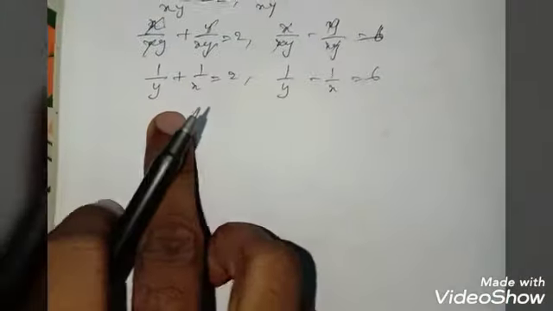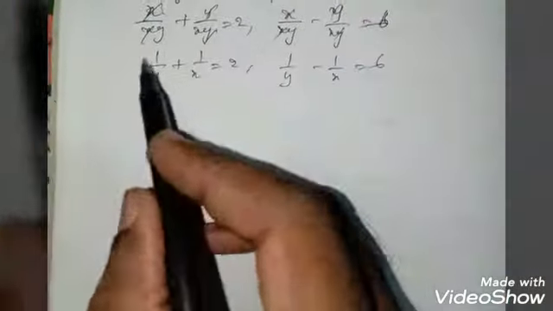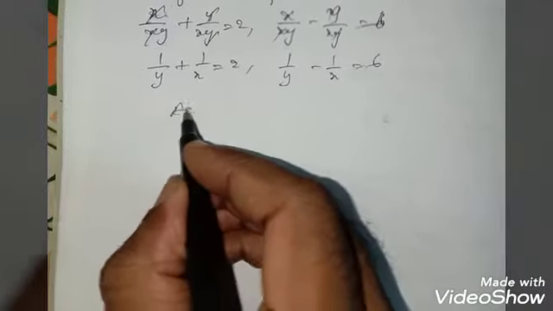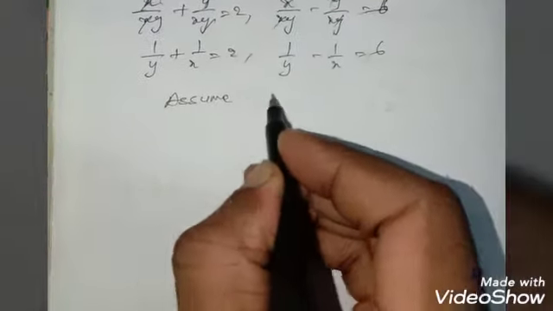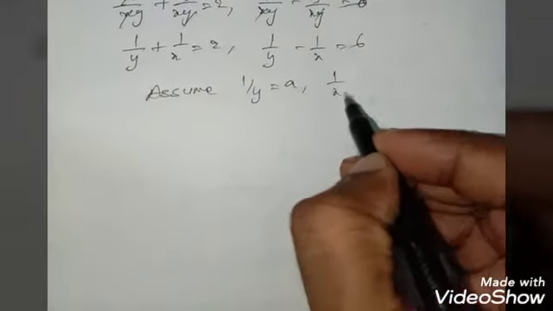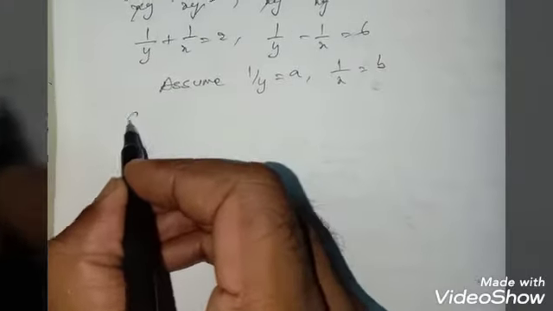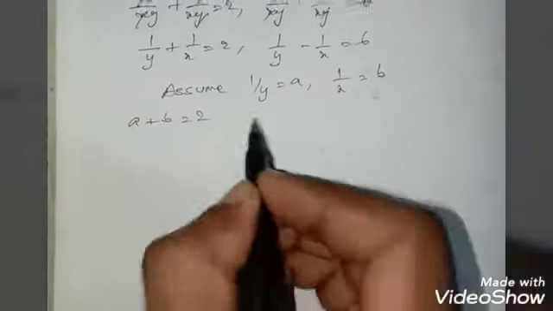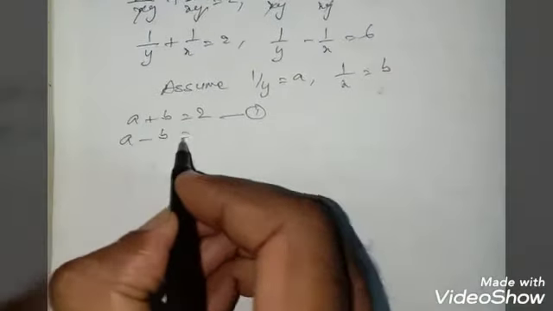Now it is easy for me to assume the values. Now I can assume this 1 by y. So assume 1 by y is equal to some a, and 1 by x as some b, right? Now substitute in this, you will get a plus b is equal to 2. This will be my first equation, and here a minus b is equal to 6. This is your second equation.